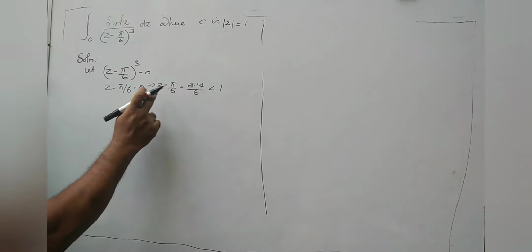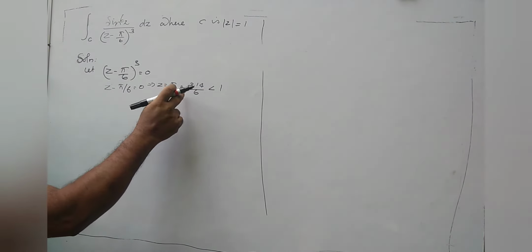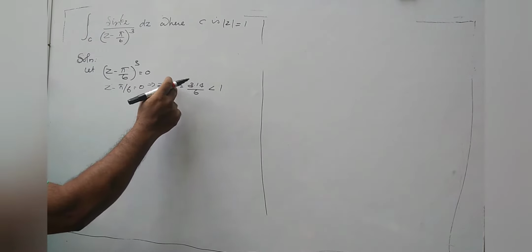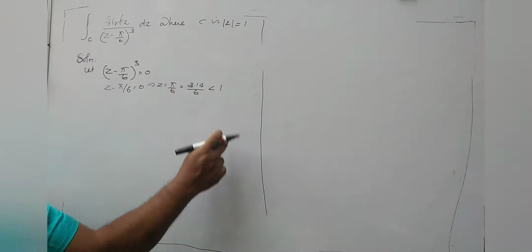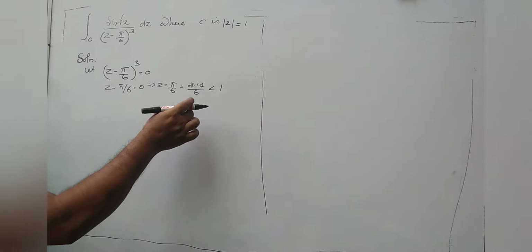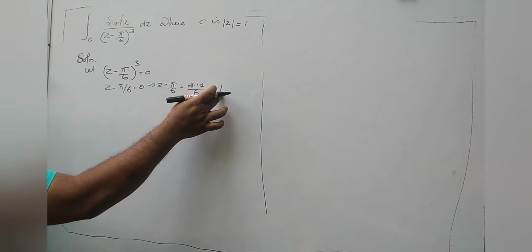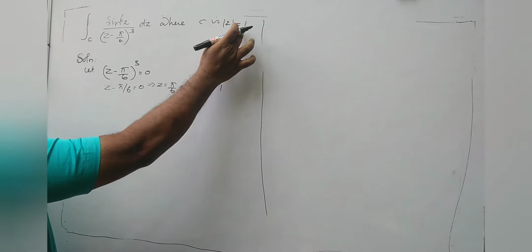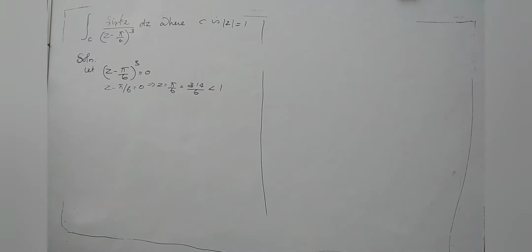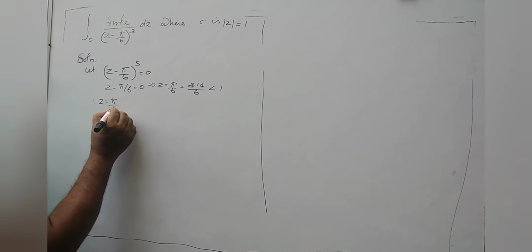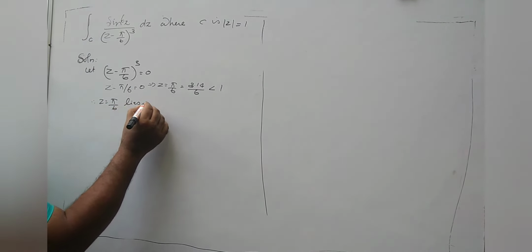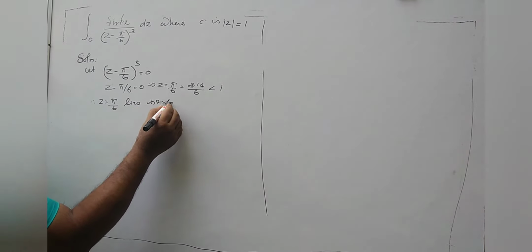Once again, you take the denominator value equal to 0. From there, z is equal to pi by 6. You know pi is equal to 3.14 divided by 6. That is less than 1. Therefore, the calculated value is less than the given value. Which given value? This given value. That is, the calculated value is less than the given value. Therefore, z is equal to pi by 6 lies inside C.